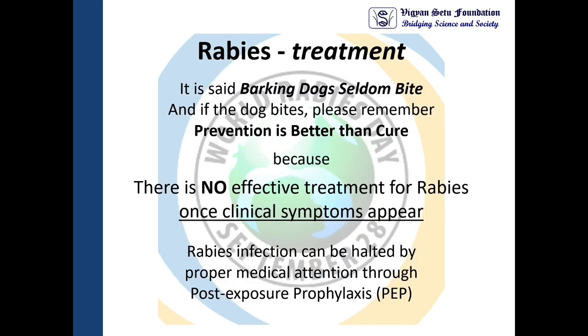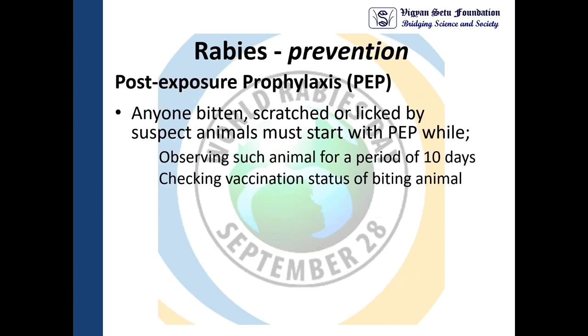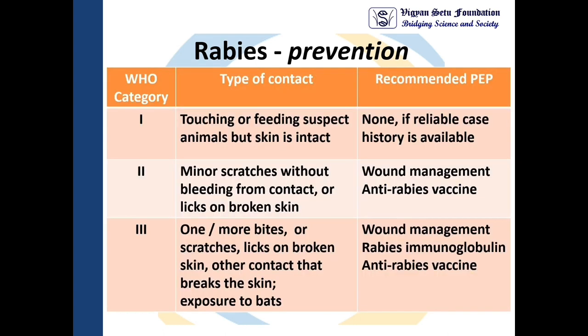There is no effective treatment for rabies once the clinical symptoms appear. However, rabies can be halted by proper medical interventions through post-exposure prophylaxis. Post-exposure prophylaxis is a preventive measure advocated for anyone who has been bitten or scratched or licked by a suspect animal. World Health Organization has categorized these exposures and accordingly has recommended post-exposure prophylactic measures to be taken.